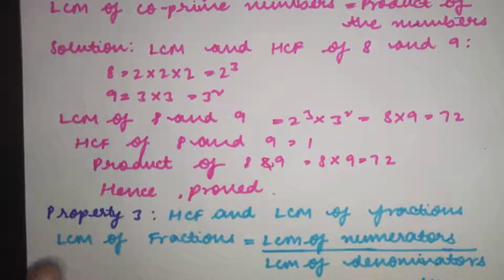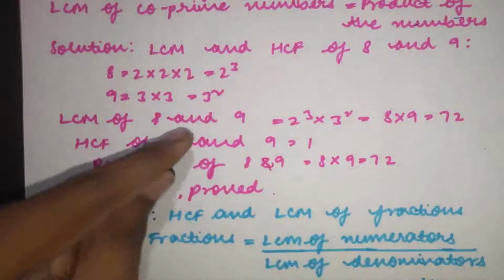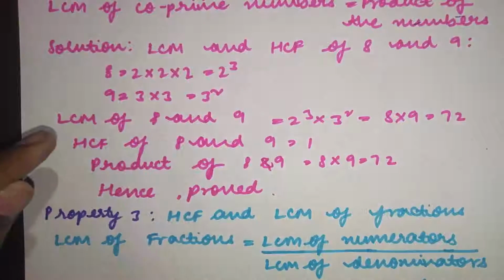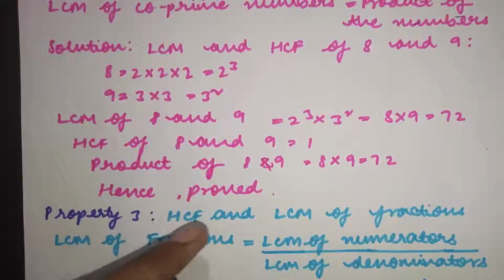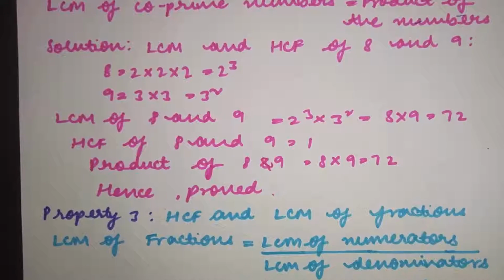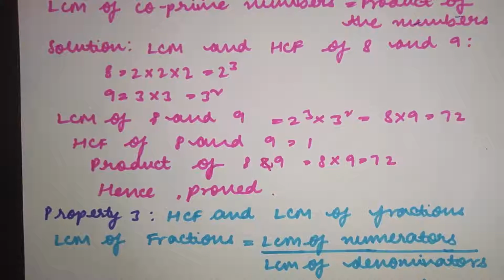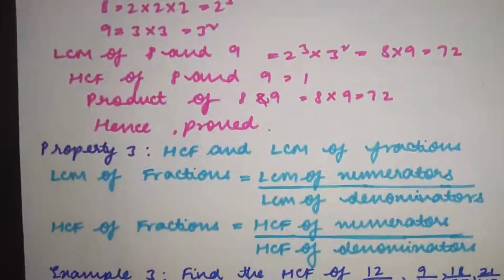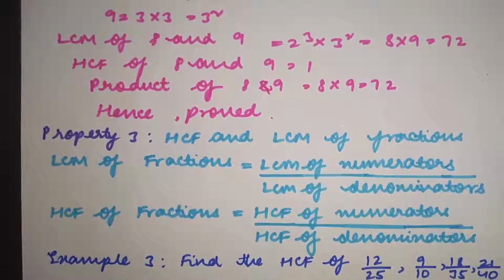So the product of 8 and 9 would be 72, and the LCM of 8 and 9 is also 72. So we can verify that 72 into 1 equals 72, right? So the second property, where the HCF of co-prime numbers is 1 and the LCM would be the product of these numbers, is proved. Let's go to property 3, which defines the LCM and HCF of fractions.